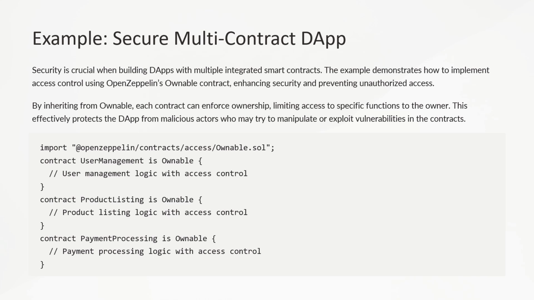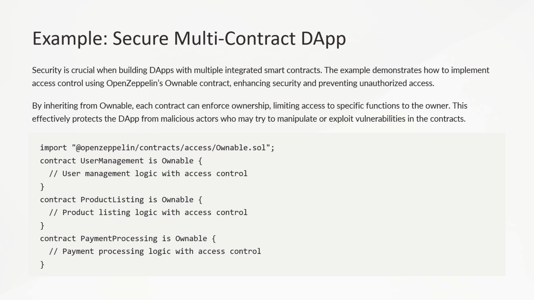The provided code presents three Solidity smart contracts: user management, product listing, and payment processing, all of which inherit from Ownable in OpenZeppelin's contracts library. The user management contract manages user-related logic with access control. It inherits the access control capabilities from the Ownable contract, allowing specific role-based access and ownership capabilities within the contract.